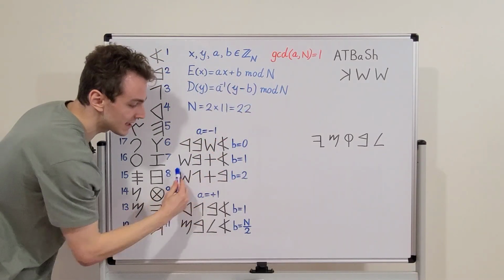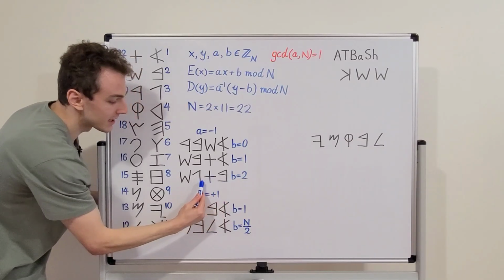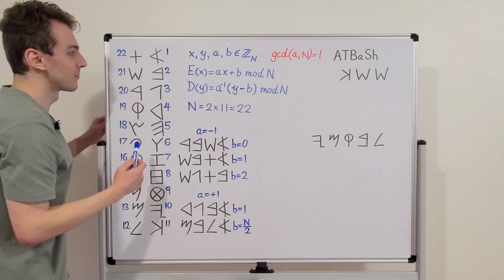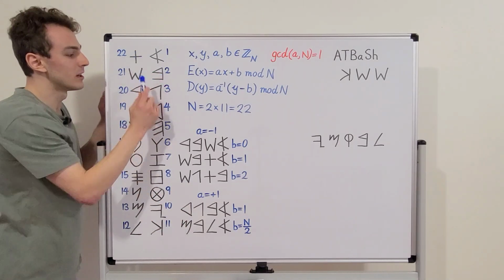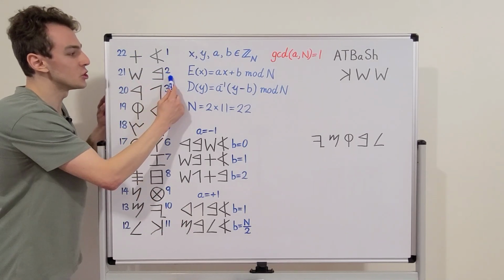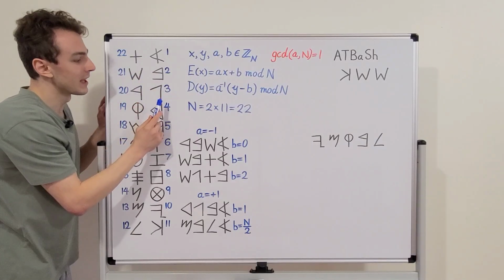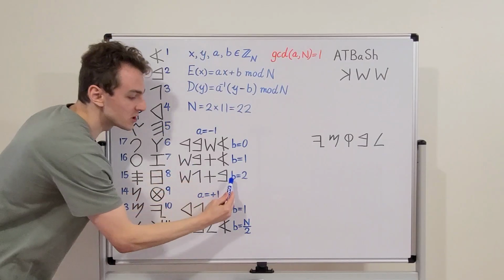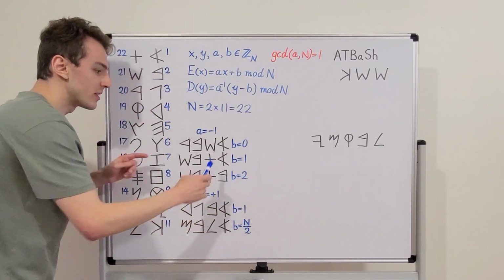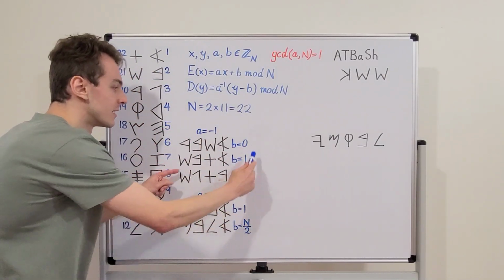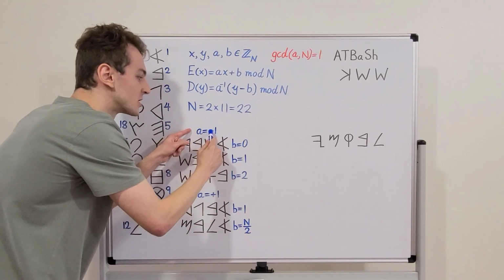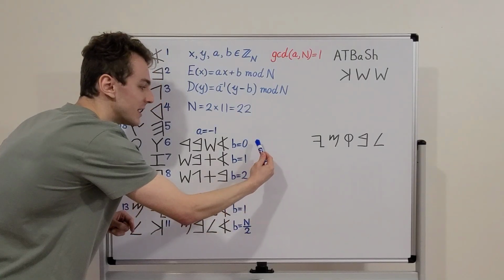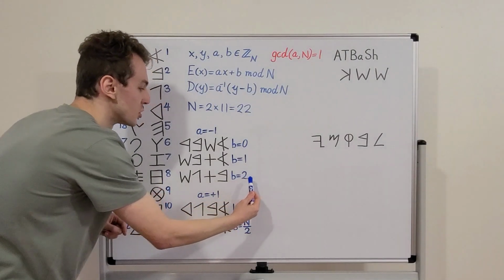And let's also have a look at this example over here. This one is called BaTGaSh. So we have Bet Tau and then Gimel Shin. 2 is paired with 22 and 3 is paired with 21. So that corresponds to B equals 2. So for these 3 examples that we have just looked at, for all of them, we have A equals -1. And we're just changing this value of B. So we have B equals 0, B equals 1, and B equals 2.